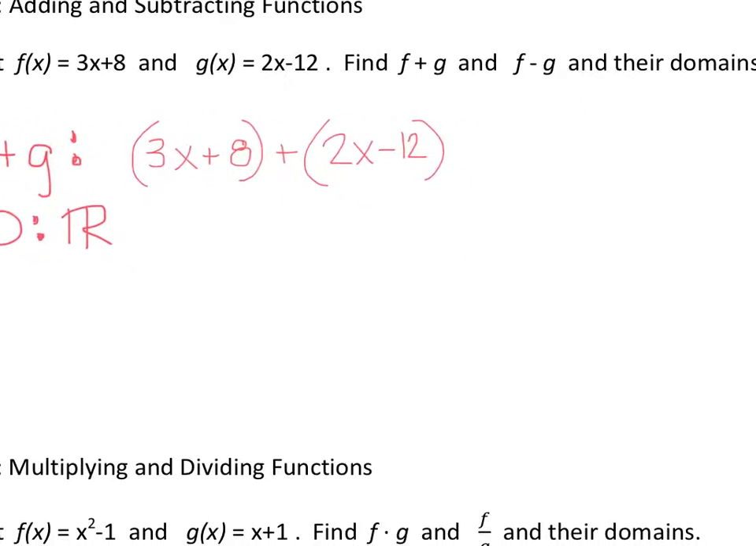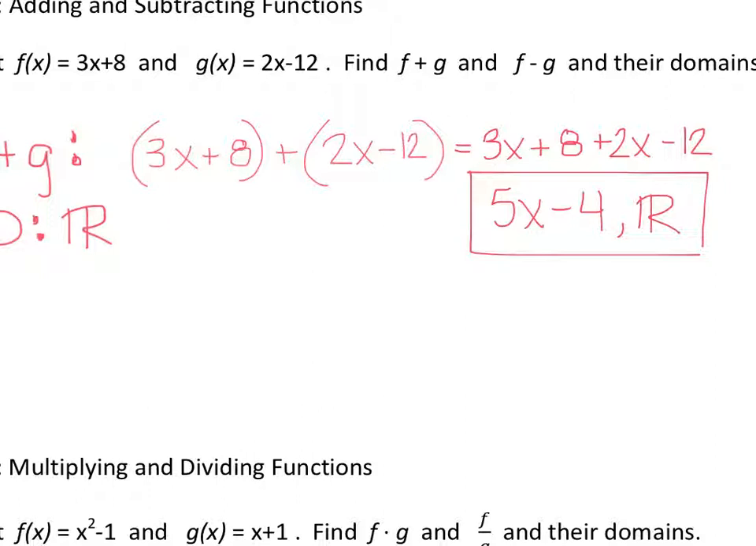Since it's addition between those parentheses, the parentheses really don't even make a difference. So if you want to write it without them, you can. That helps you see it better. We've got 3x plus 8 plus 2x minus 12. Add like terms. 5x minus 4 is correct. If you want to write your answer together, it'd be 5x minus 4, comma, all real numbers. So that is f plus g.